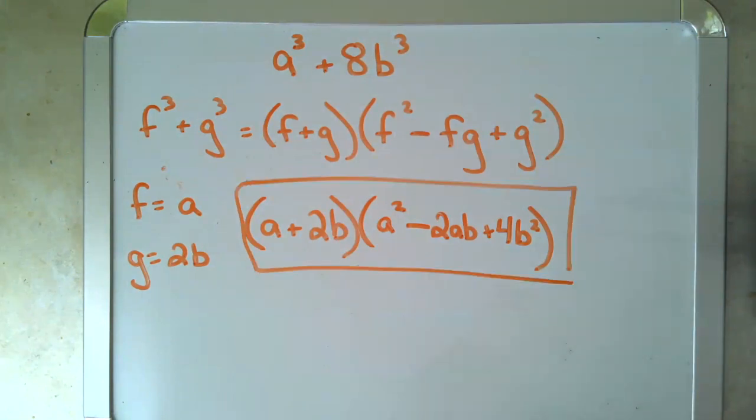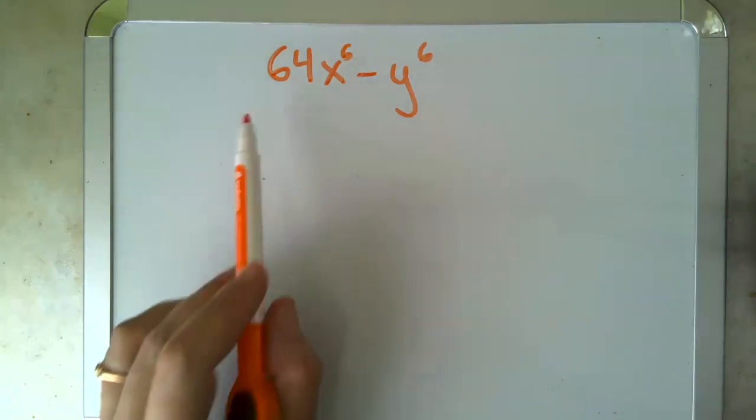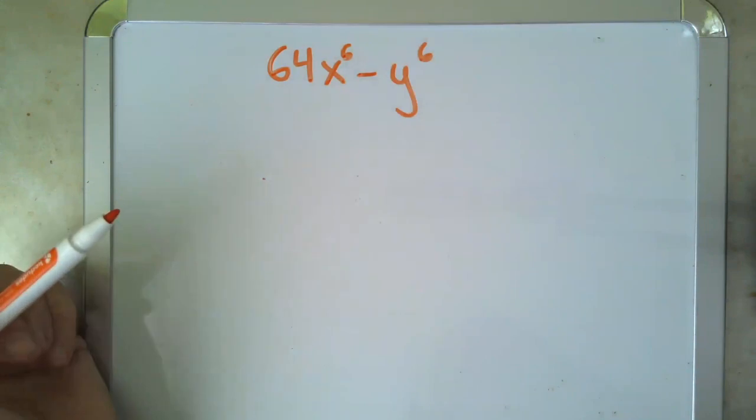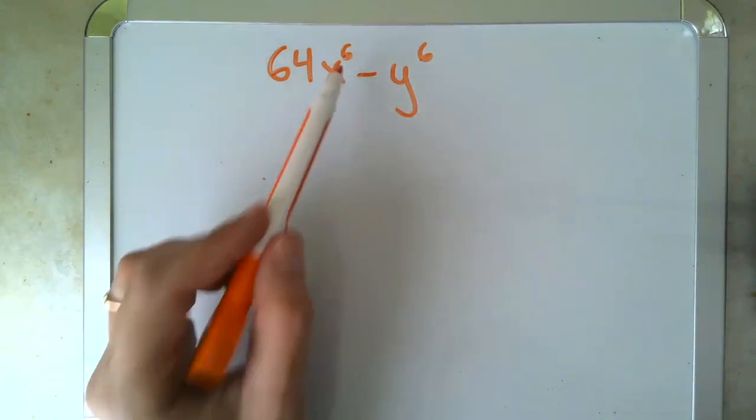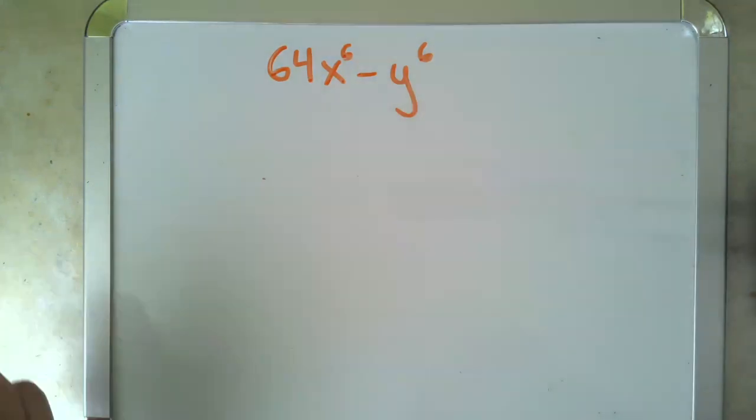Okay, now keep watching because here comes the one that has the added trick. Teachers love to put this problem on tests. Okay, 64x to the 6th minus y to the 6th. Okay, is this a difference of cubes? Well, again, we only have 2 terms, so cool. 64, that is something cubed, that's 4 cubed. x to the 6th, that is something cubed. We'll look at that in a second. And same thing, y to the 6th.